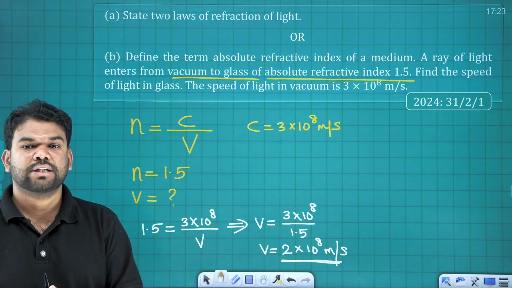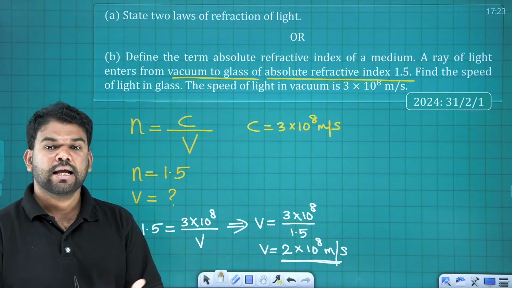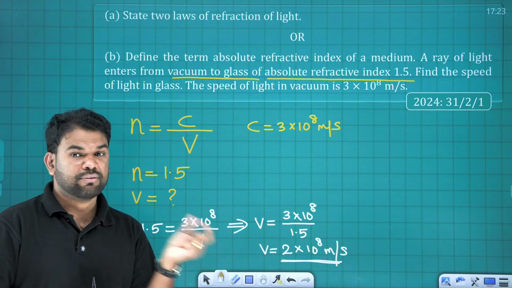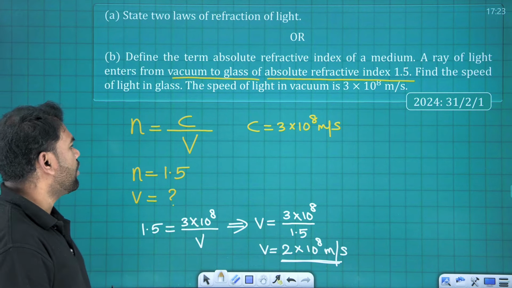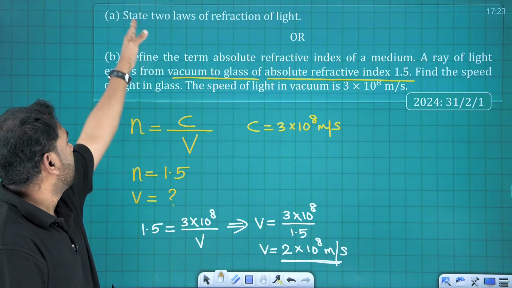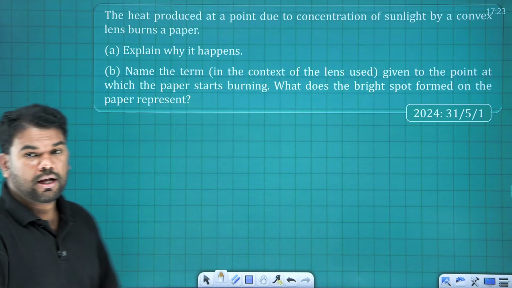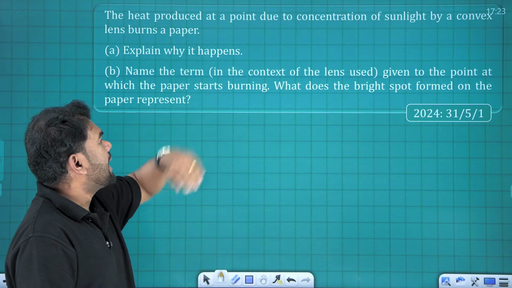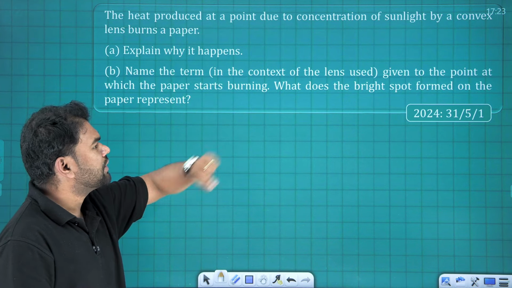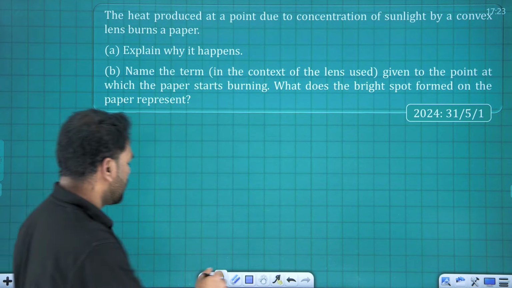So for definition related questions, correctly remember and correctly study, and along with that definition, if there is an equation, write that equation also. So this is our A and B question. Now the next question. Okay, now the heat produced at a point due to concentration of sunlight by a convex lens.